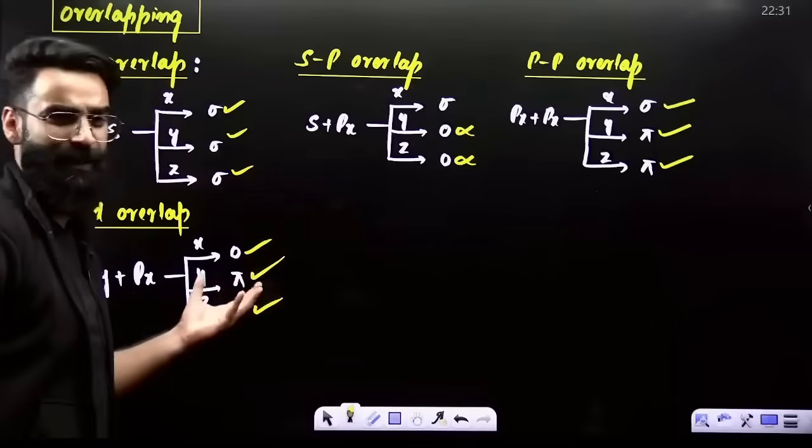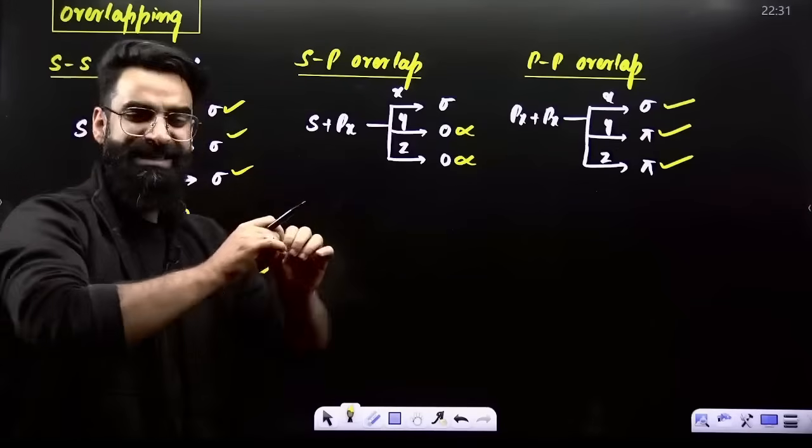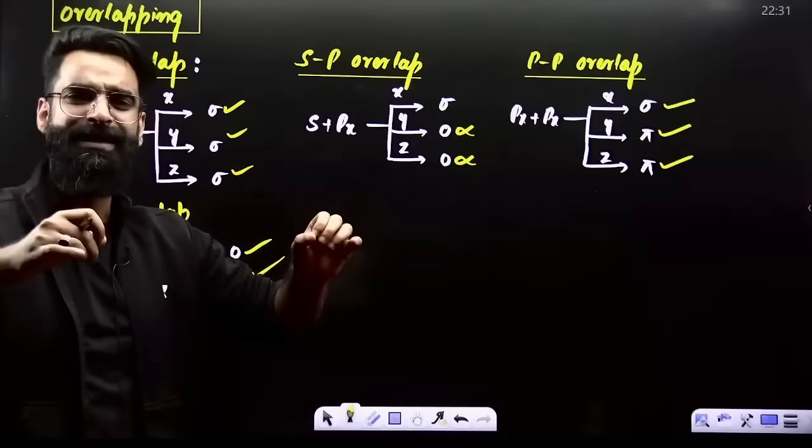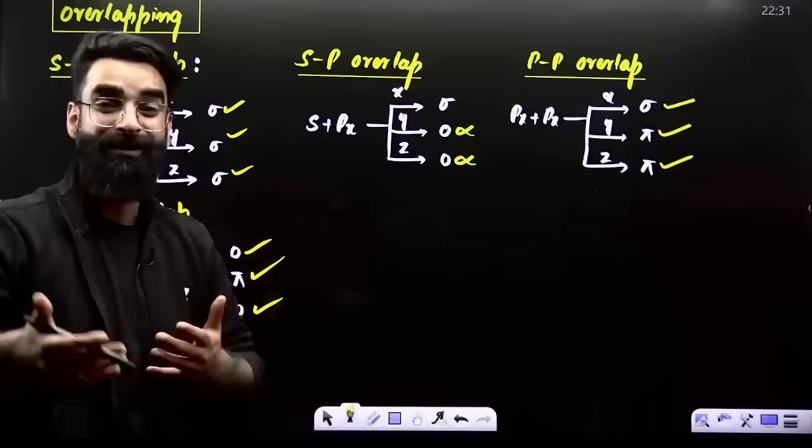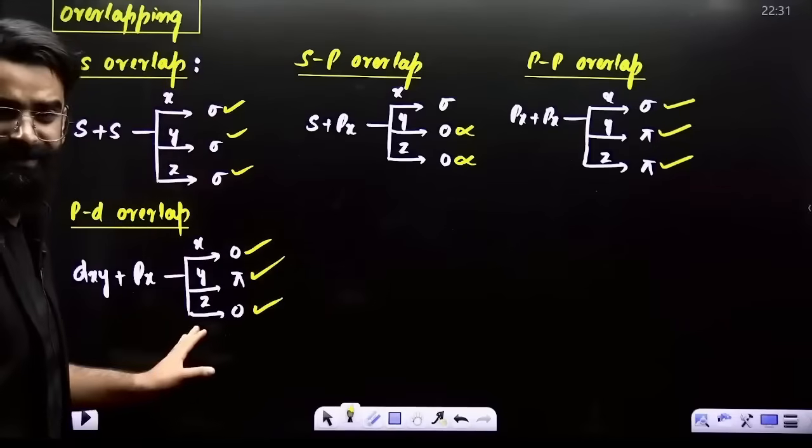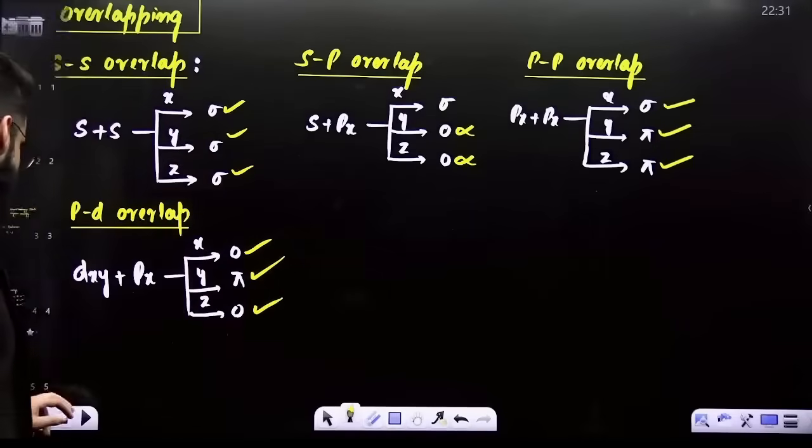Anything can be asked out of this particular slide as well. Keeping, for example, y-axis as the internuclear axis, what will be the overlapping here or there? Something can be asked from this particular slide only. Okay, so have an eye on this particular slide as well.